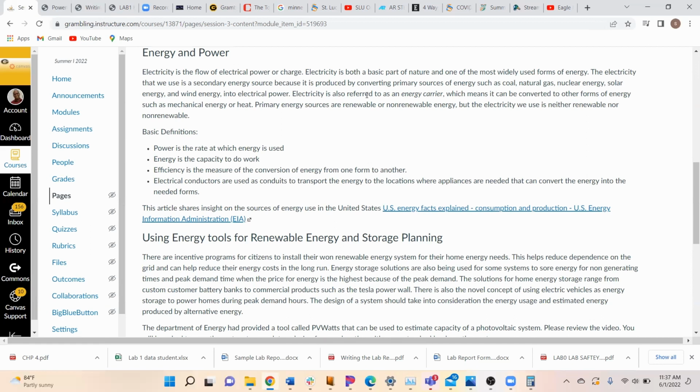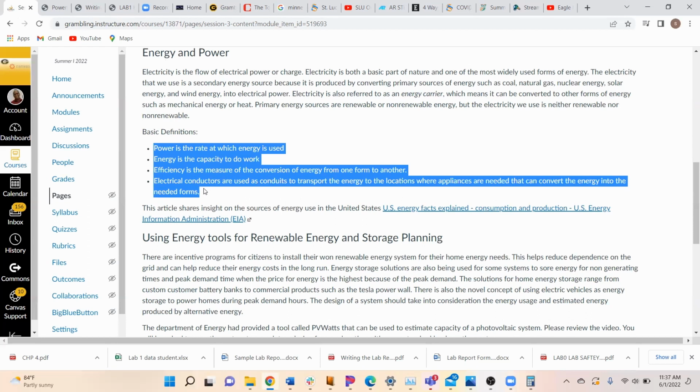Electricity is referred to as an energy carrier. That means it can be converted to other forms of energy such as mechanical energy or heat. The primary energy sources are renewable and non-renewable energy. But the electricity that we use is neither renewable nor non-renewable. So again, let's look at these definitions here.